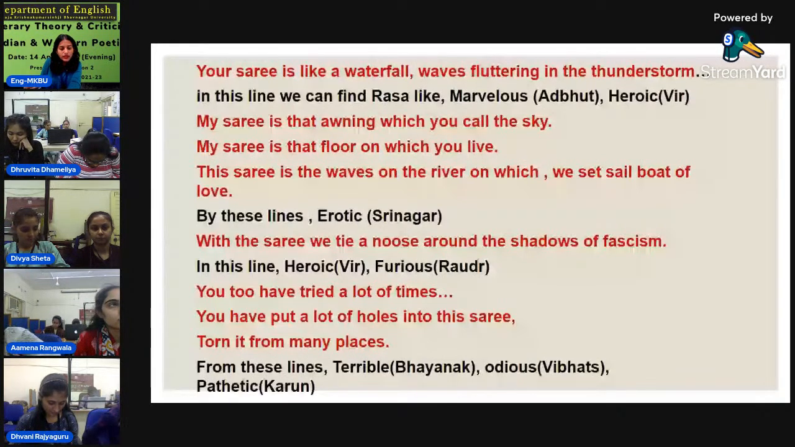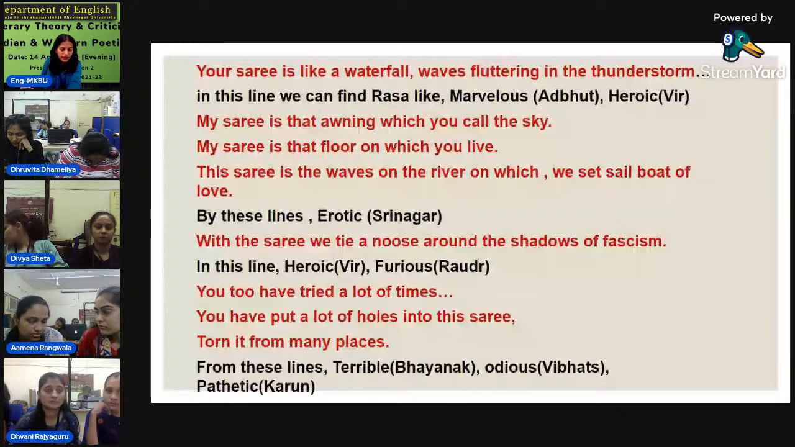In this line, we can get rasas like heroic and furious. You two have tried a lot of times. You have put a lot of holes into this sari, torn it from many places. So it is talking about rape and how women are facing this kind of terrible situation.